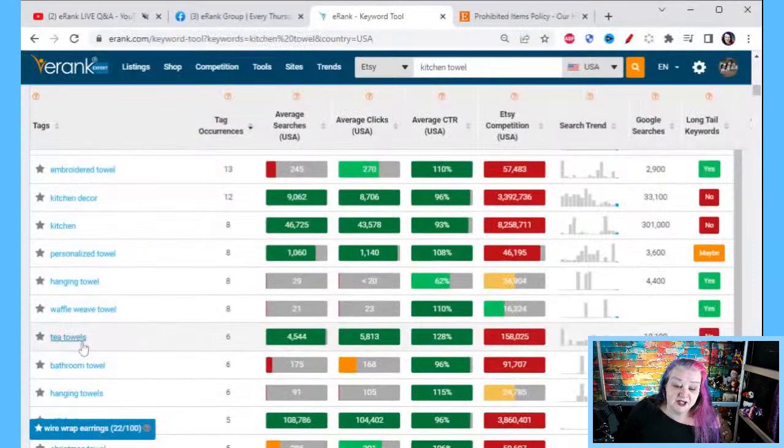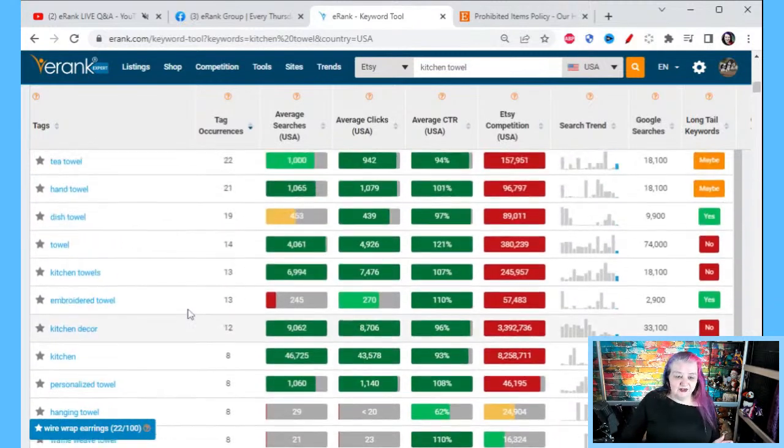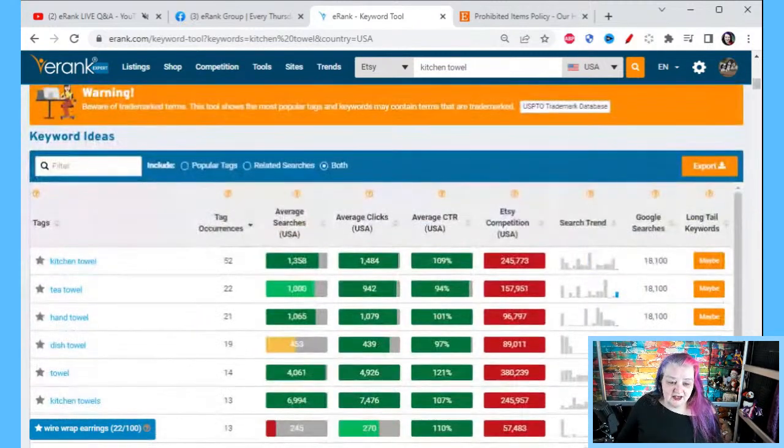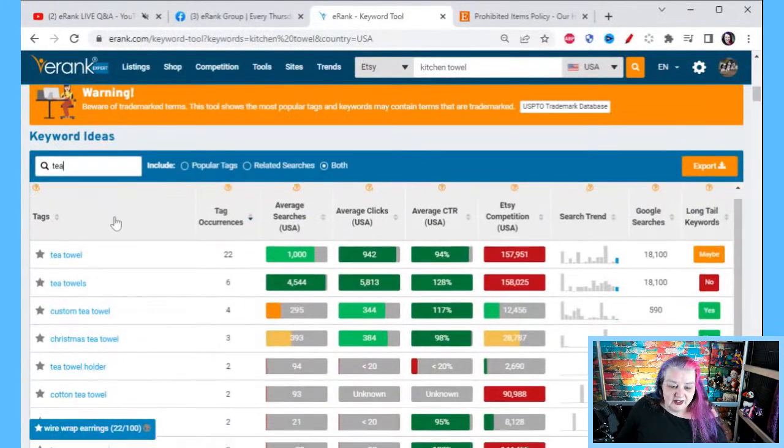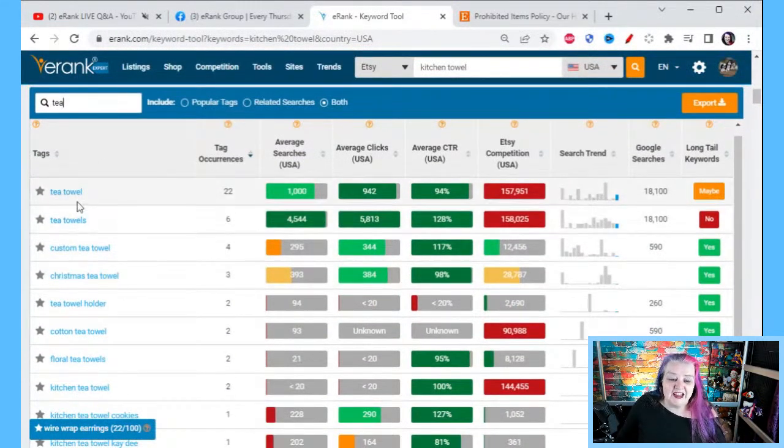Tea towel, that was the word I was looking for. So yeah, tea towel. And then if you're thinking, okay, that's the word I was looking for, let's find out more about this, you can search and see what other things with the word tea in it come up, to narrow down a bit. And by the way, looking for tea towels, this is the exact same.